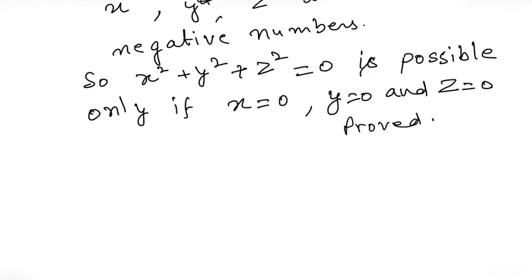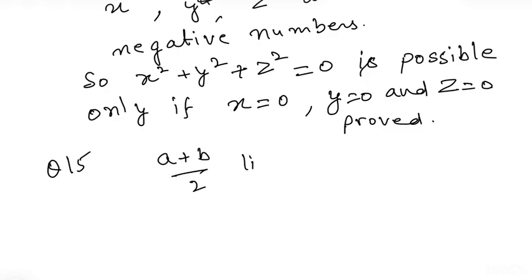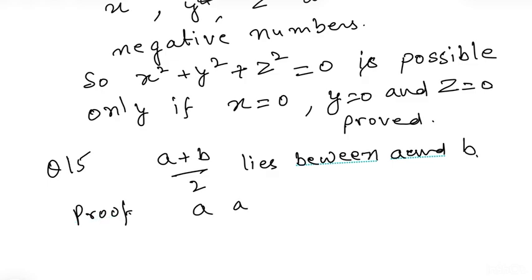Now next question is question number 15. We have to prove that (a plus b) upon 2 lies between a and b. That rational number (a plus b) upon 2 lies between a and b. Proof: a and b are rational numbers.